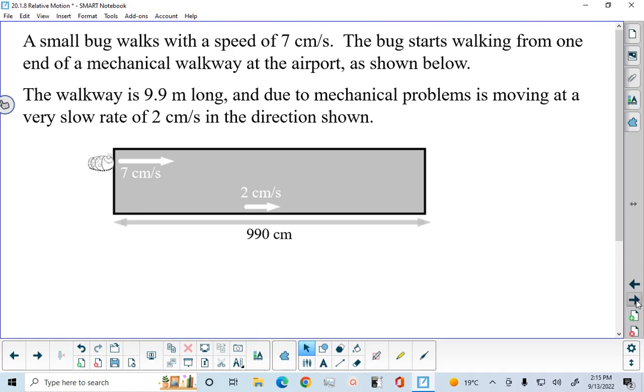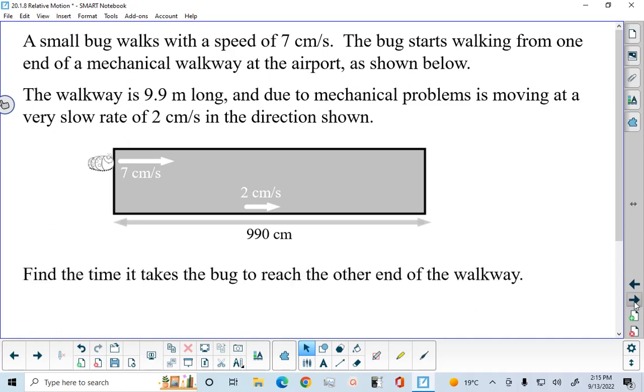So there's a diagram showing what's going to happen here and summarizing all of the information. And the question is this. The question is, how long would it take the bug to reach the other end of the walkway? Well, if the walkway were not moving, then the bug would be traveling 7 centimeters every second. And I know it sounds like I'm just repeating that speed, but I'm talking here in English about what that means. The bug travels 7 centimeters every second.